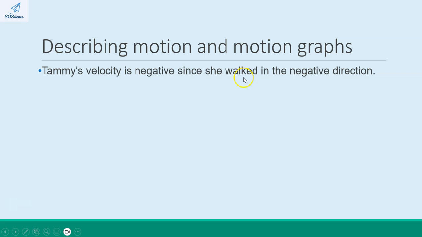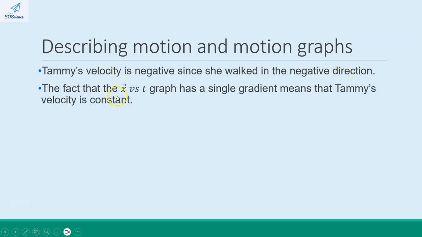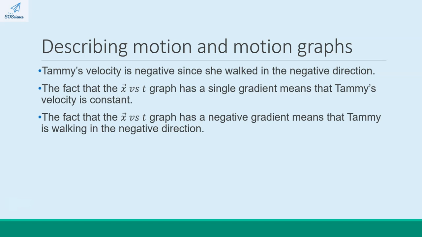Tammy's velocity is negative because she walked in the negative direction. The fact that the x versus t graph has a single gradient means that Tammy's velocity is constant, and the fact that it has a negative gradient means that Tammy is walking in the negative direction.